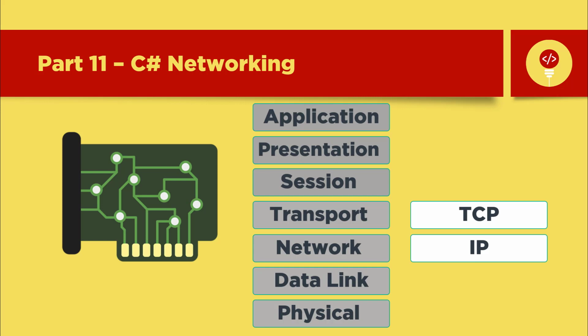Let's say our browser makes a connection to a web server. The server will send an HTML file back to the browser. The server requests the TCP layer to send the file. TCP will divide the HTML file into packets and send them over to IP for delivery.